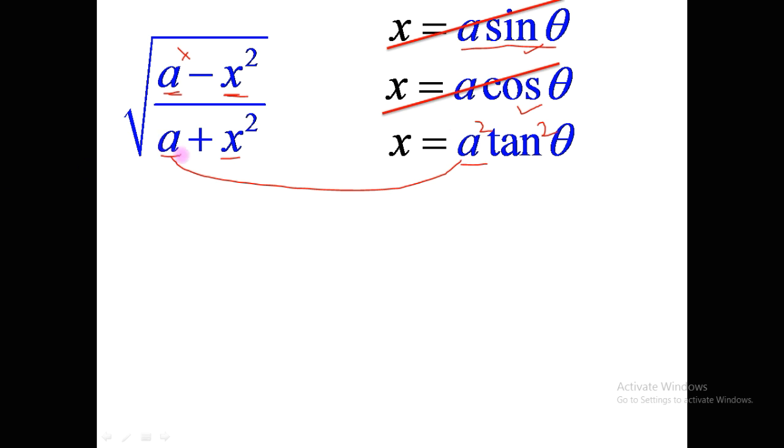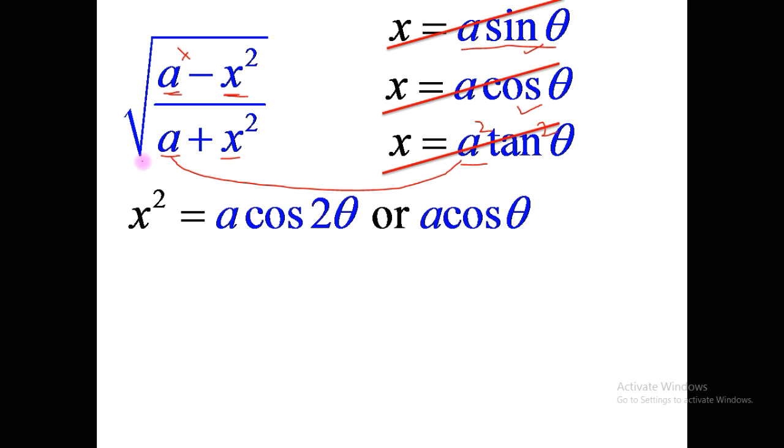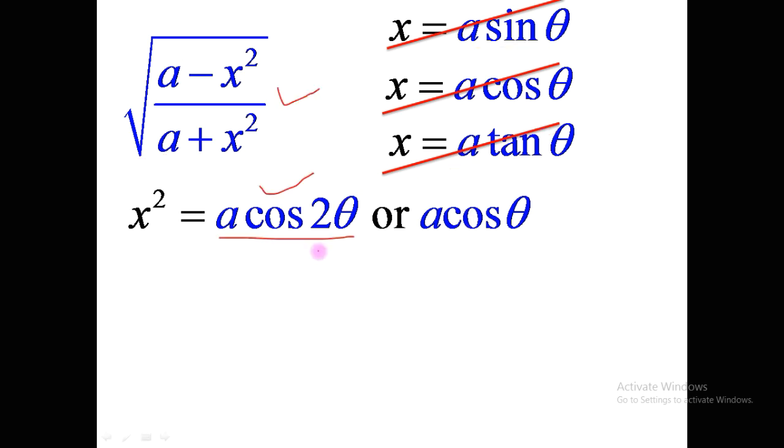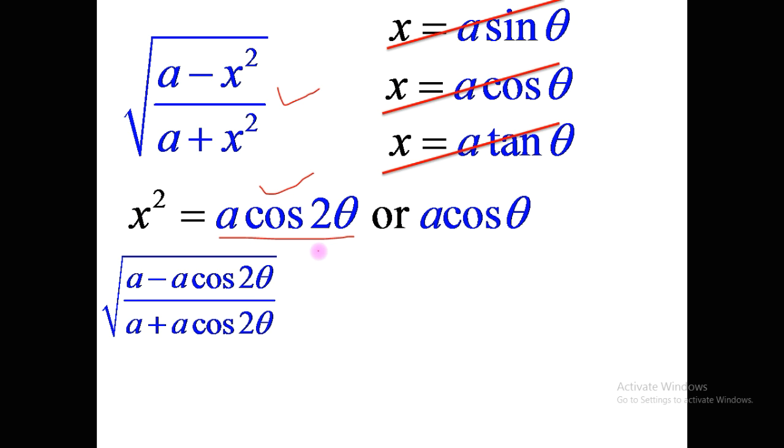So we can't simplify this further in an easy way. So what would be the best substitution for this? It should be x square is equal to a cos 2 theta, or a cos theta. So how will it help us simplify this term? See, I am replacing this x square by a cos 2 theta and this x square by a cos 2 theta.